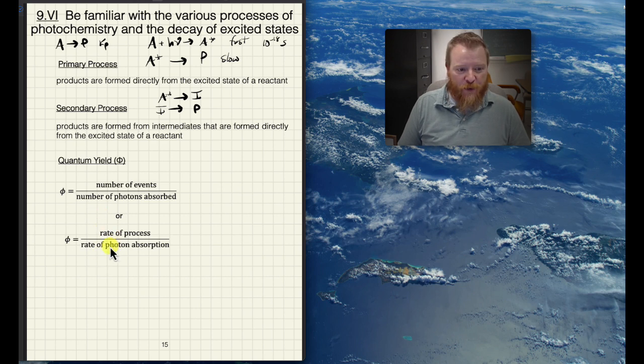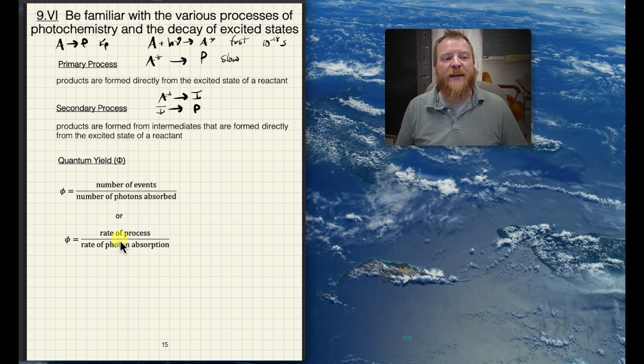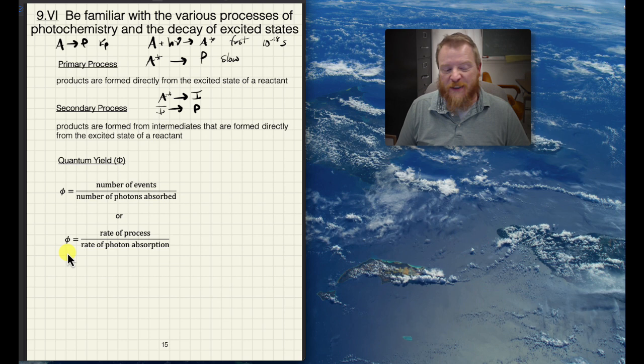That would be a quantum yield of 0.5, right? Or similarly, if we think about this in terms of the kinetics, it's the rate of whatever process we want divided by the rate of photon absorption, right? So we know that rate is going to be related to the rate constant. The rate constant of photon absorption is very large, whereas Kp is going to be much slower than that. So that would give us a quantum yield that's less than 1 if that process is much slower than the rate of photon absorption.